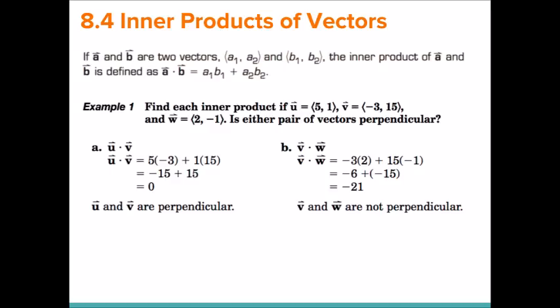And for letter B, V dot W equals -3 times 2 plus 15 times -1. And that's going to all equal -21. So since it's not 0, they're not perpendicular.